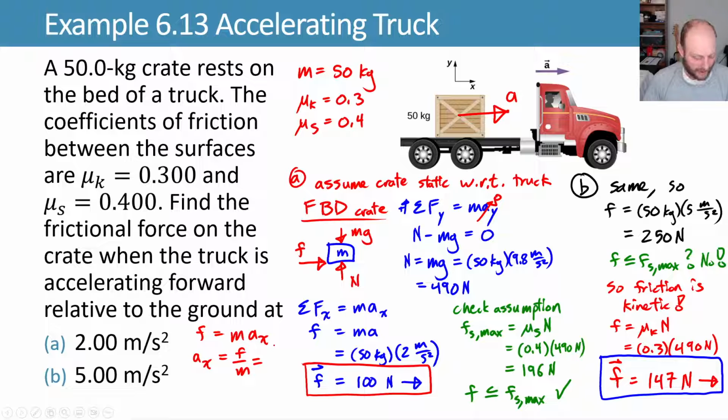We can also find, if we wanted to, what our acceleration of the crate is due to the frictional force that we get in part B. So we could plug in the 147 and get an acceleration of the crate. And you would see that the crate would be accelerating, but more than 2 meters per second squared, but less than 5 meters per second squared. So relative to the truck, it would be going backwards on the truck.